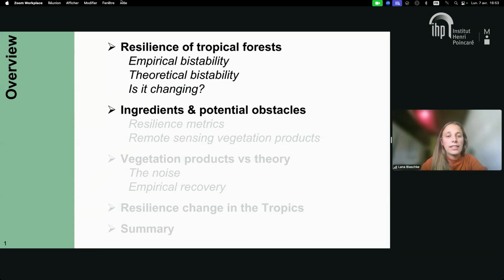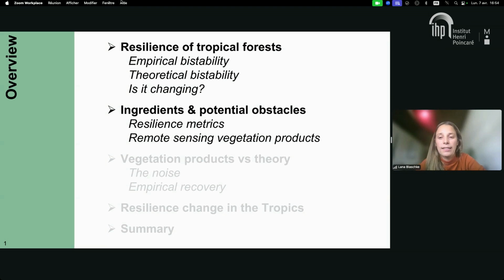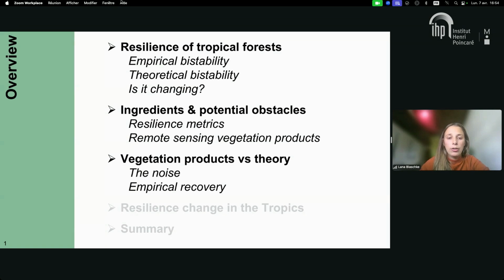And then we will continue looking at ingredients and potential obstacles of resilience analysis, especially for tropical forests. And of course, there are always two ingredients, namely the resilience metrics and remote sensing products in our case. So we will look at those two. And then we will look at these vegetation products and compare them to what we expect from theory. First, we will look at the noise in these products, and then we will look at empirical recovery wherever we can detect it. And then we will try to answer this question that everybody is interested in: is there actual resilience change in the tropics? And conclude with a short summary.